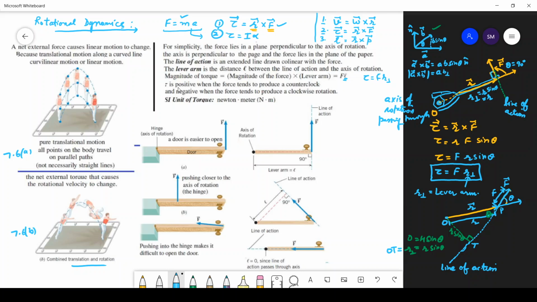Okay, so is tau positive or negative? You know that this is a reference line, and if you move in the anti-clockwise direction, then your theta will be positive.